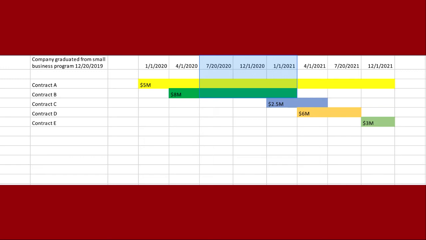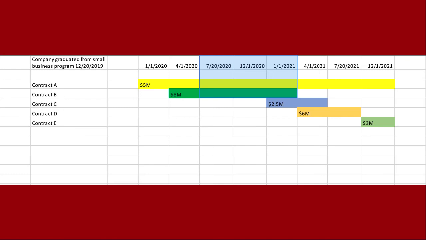Contract C is CAS-covered because it is over the TINA threshold and the company has a CAS-covered contract. Contract D is also a CAS-covered contract for the same reasons. It doesn't matter that the only CAS-covered contract that existed when it was awarded was $2.5 million. It is still CAS covered. Finally, Contract E is not CAS covered. It is under the $7.5 million trigger, and the company finished its prior CAS contracts prior to its award.